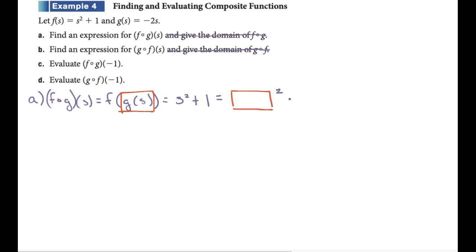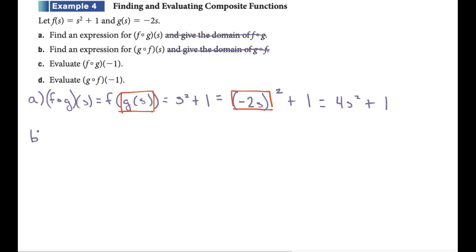So that is s squared plus 1, but now it's not s anymore, it's whatever g of s is. G of s, if we come back up here, g of s is negative 2s. So I'm going to put negative 2s inside the box. Okay, and I'm going to use parentheses so I don't forget to square everything in there. All right, then I'm going to go ahead and just work this out and find what f of g of s is. So negative 2s squared is going to be 4s squared, and then the plus 1. So that's what you get when you take f of g of s.